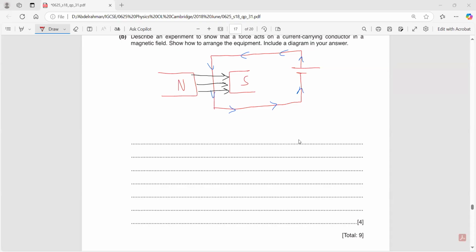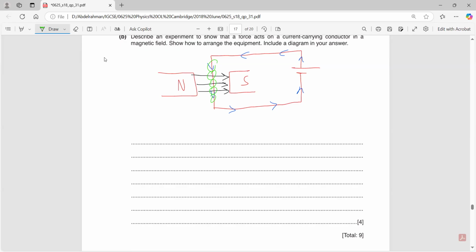You have a magnetic field around the wire. Let me use a different color. It's circular around the wire. And you have another magnetic field which is from the north pole to the south pole. If these two magnetic fields intersect, a north pole next to another north pole will repel. A south pole next to another south pole will repel. A north pole next to a south pole will attract. So definitely there will be a force. And this is the basic operation of a DC motor. We have two magnetic fields that intersect, causing a force.